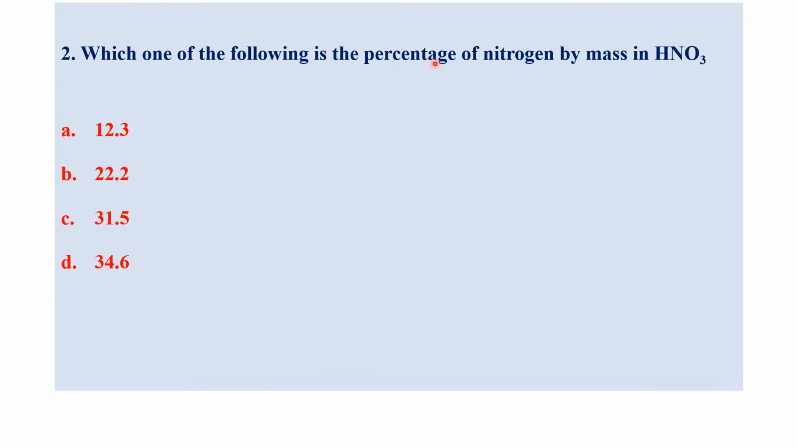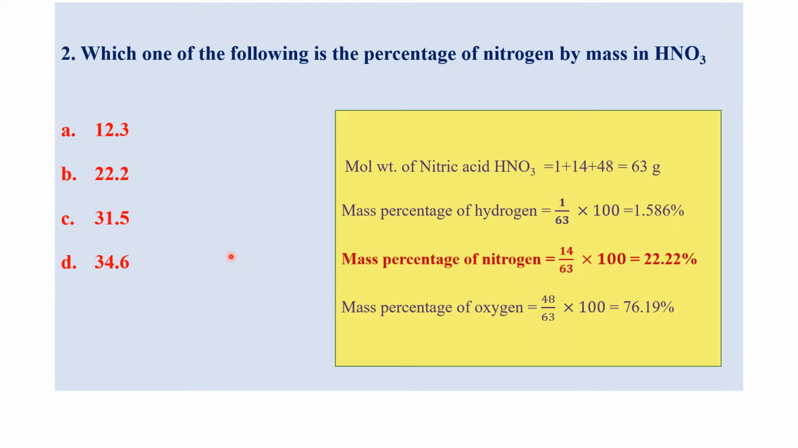Which one of the following is the percentage of nitrogen by mass in nitric acid? 12.3%, 22.2, 31.5, 34.6. So we will solve it. First we will calculate the molecular weight of nitric acid that contains hydrogen, nitrogen and 3 oxygen. So the weight of hydrogen is 1, weight of nitrogen is 14 and weight of oxygen is 16. Here 3 oxygen are given, so 16 multiplied by 3 will result in 48. So we will get 63 gram.